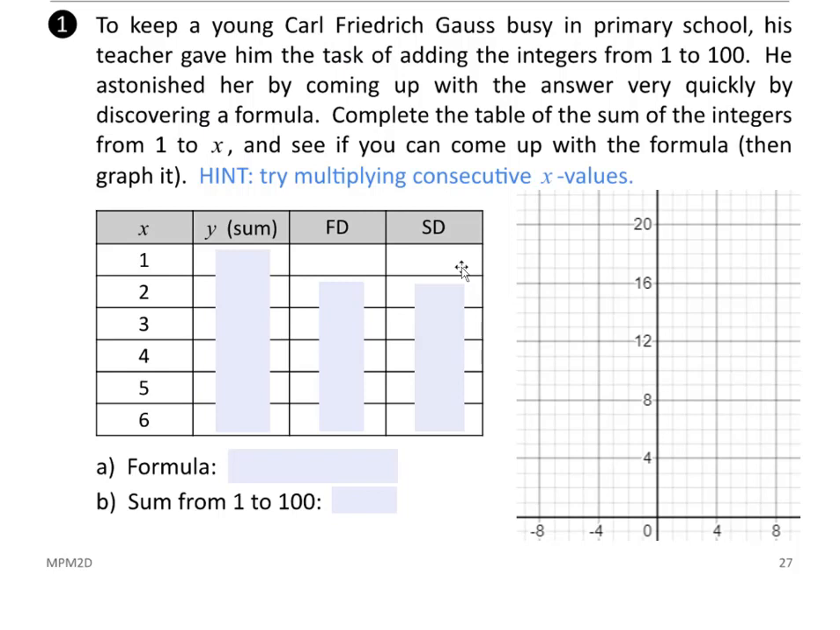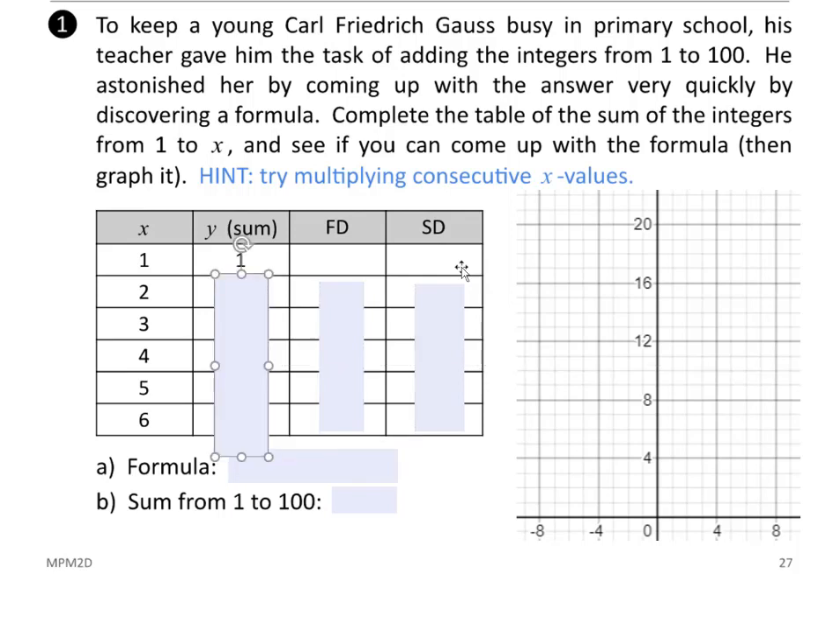He astonished her by coming up with an answer very quickly by discovering a formula. We're going to complete this table of the sum of the integers from 1 to x and see if you can come up with a formula and graph it. Well, 1 plus itself, or plus nothing's before 1, so it's 1.